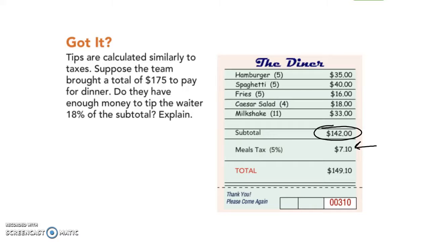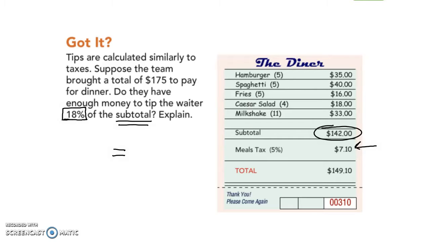They've added on the bill the sales tax that we just found. Now they want us to leave a tip of 18% for the waiter. And they want us to tip based on the subtotal. So I'm going to be using that $142 as my whole and my percent proportion.